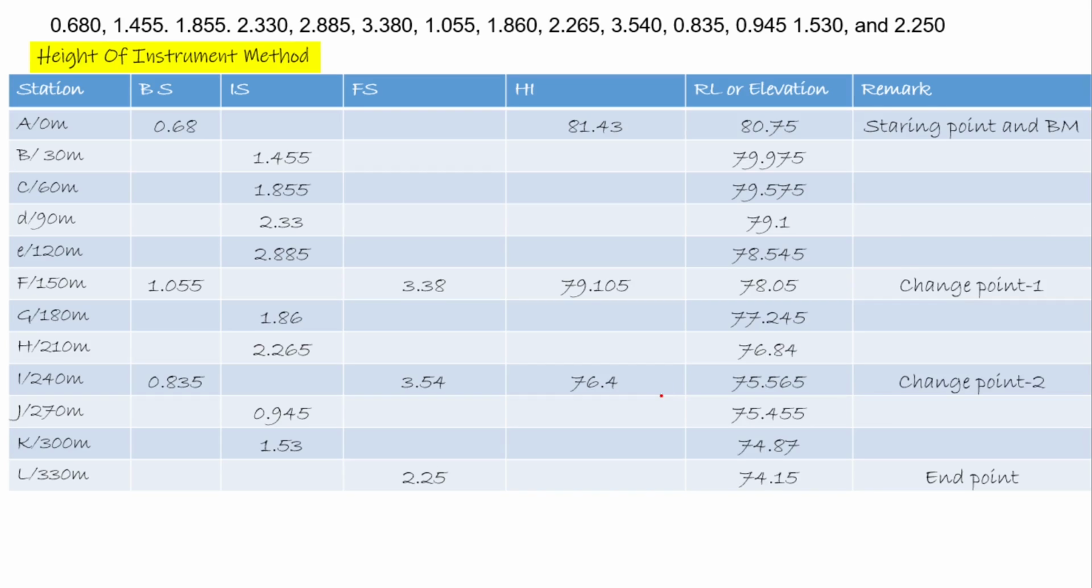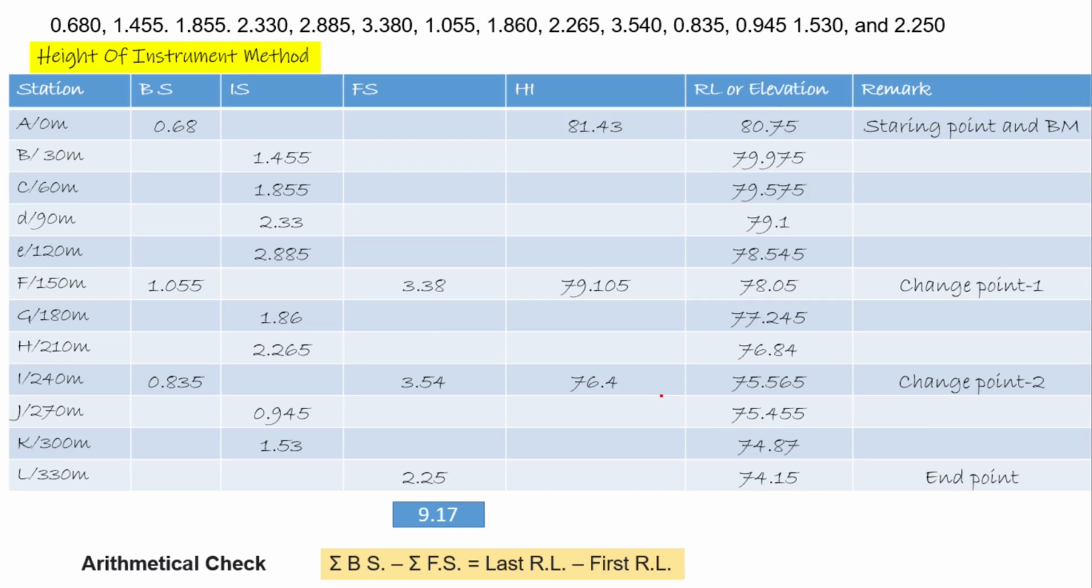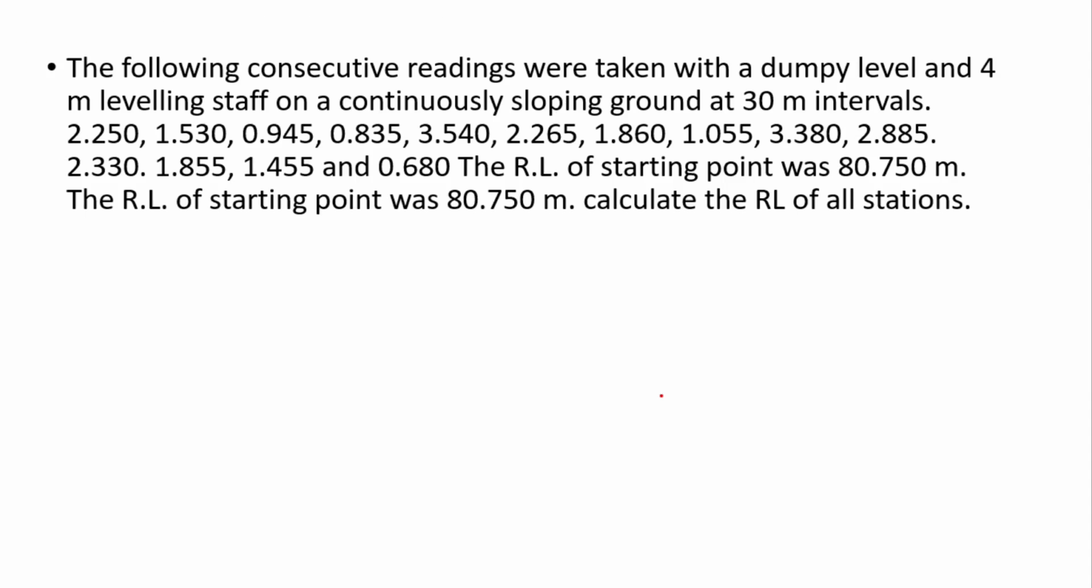Again, there is one check. This is your arithmetic check. Summation of backside minus summation of foreside is equal to last RL minus first RL. So these are the summations and these are the values. I hope you understood how to find out the change point, and then we will solve this problem.